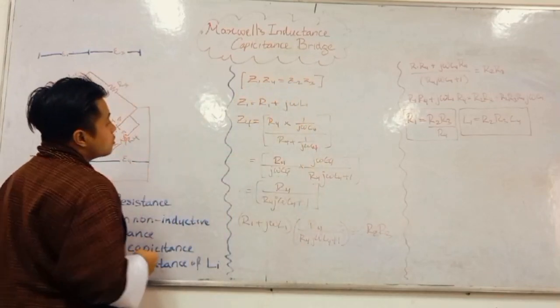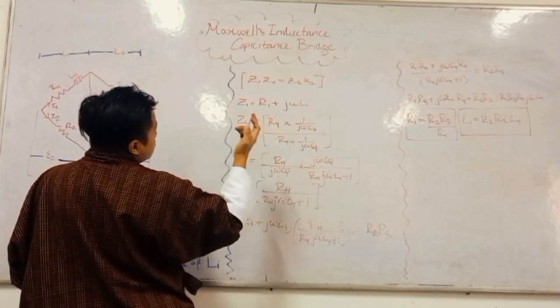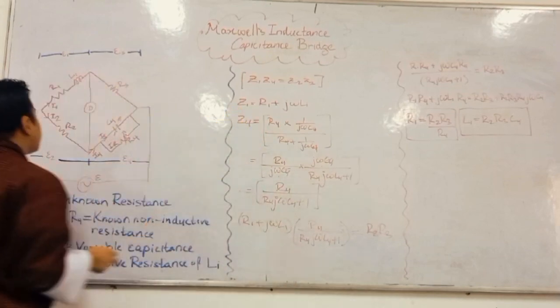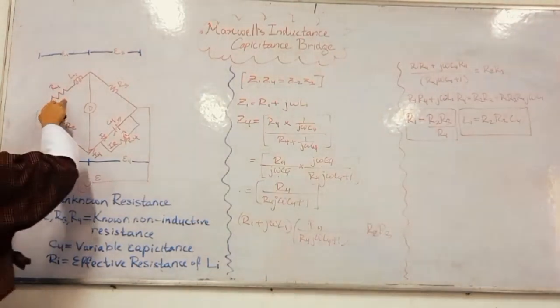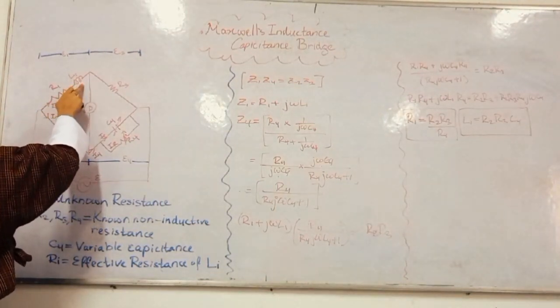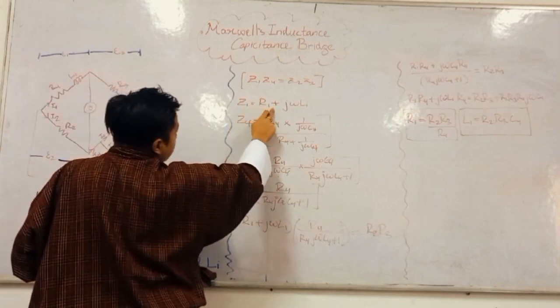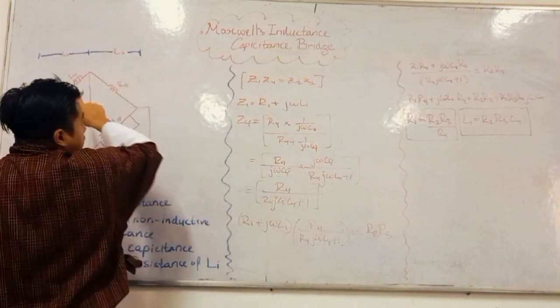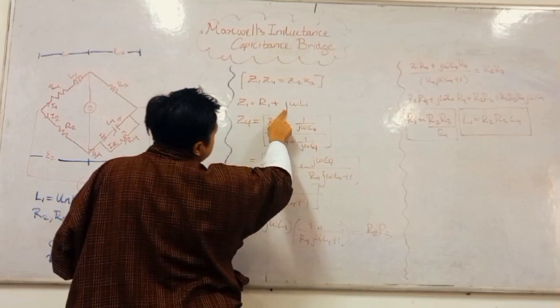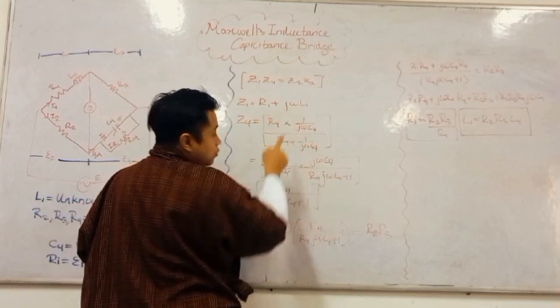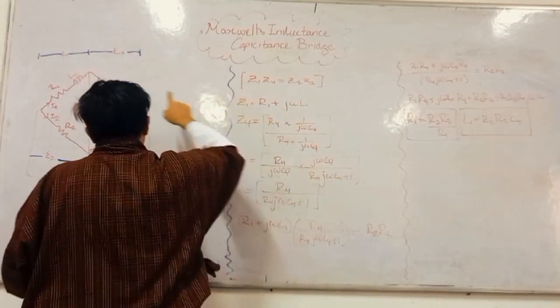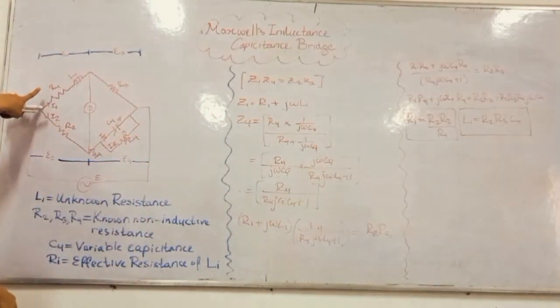Now what is Z1? To figure out what Z1 is: Z1 is basically the sum of the resistance R1 and the impedance of this inductor right here. So R1 is just R1 itself, and the impedance of L1 can be represented by j omega L1. So that's the effective impedance across this arm right here.